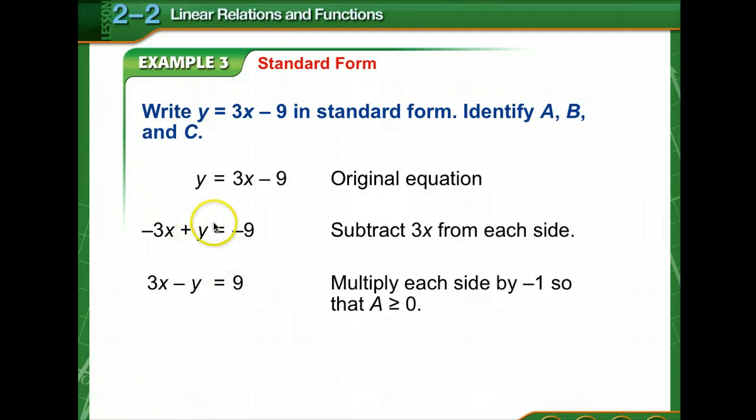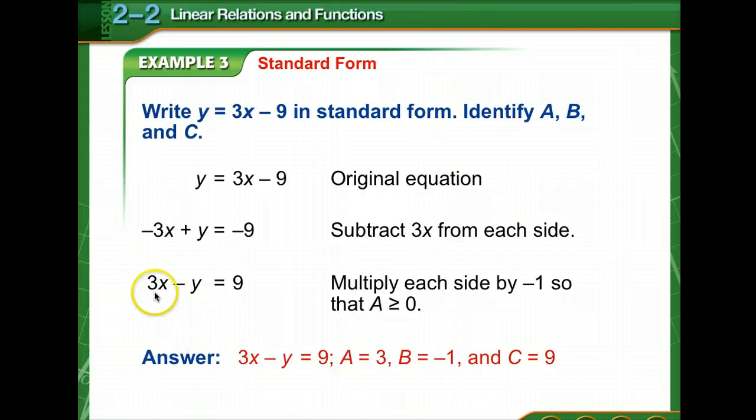We're also going to multiply each side by -1 because a has to be greater than 0. It can't be a negative number. I almost forgot about that. Okay, so a is 3, b is -1, and c is 9. We good to go?